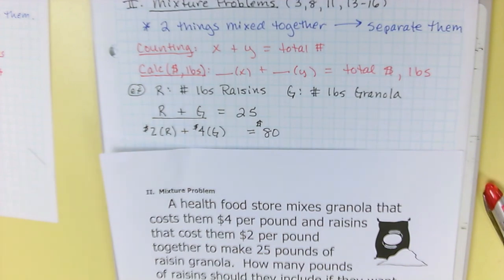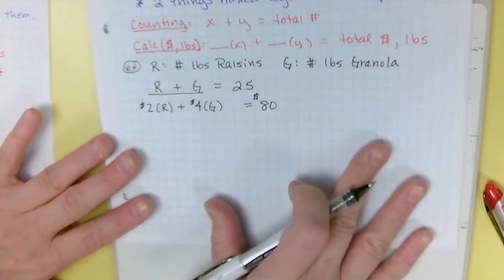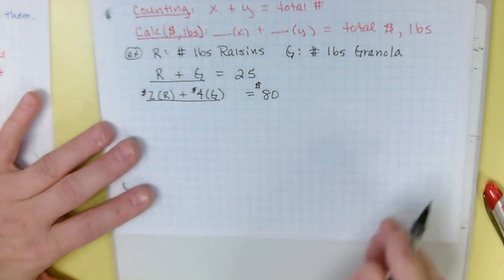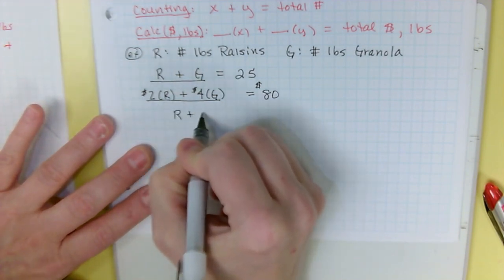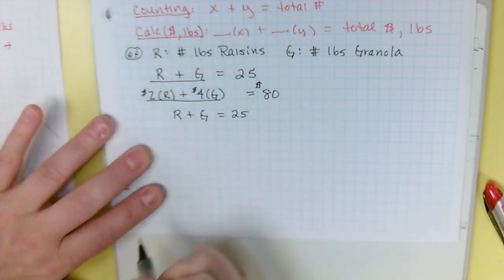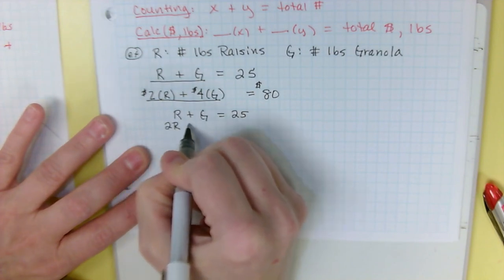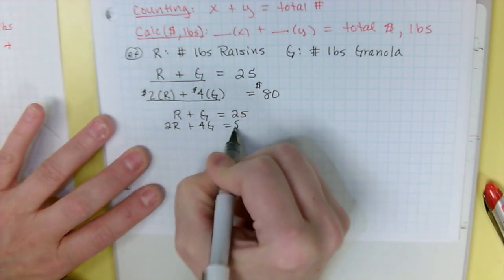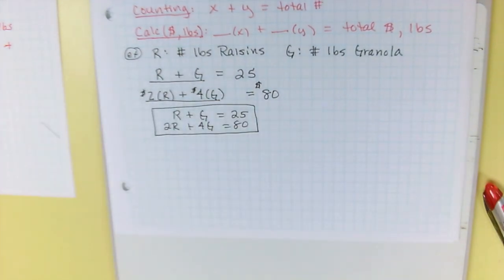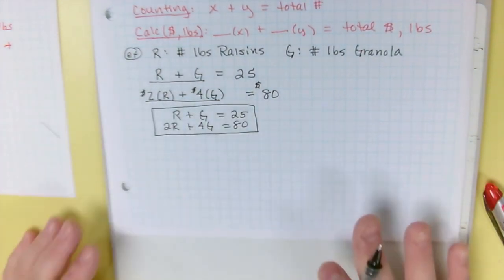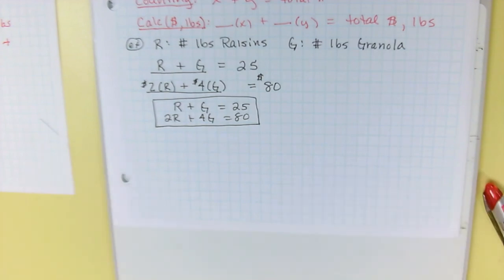All right, so now what we're going to do is pull these equations and take off the dollar signs and see what we have. We have R plus G equals 25, and we have 2R plus 4G equals 80. Put a box around it. Those are our two equations. Okay, so now we're going to solve. And you could use substitution method or linear combination. I think I'm going to do linear combination.